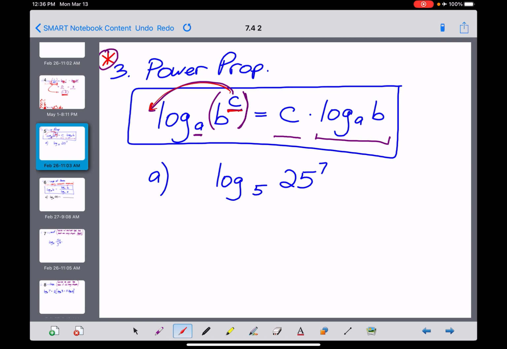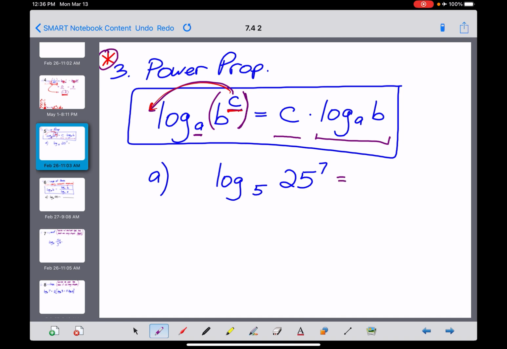So that's the power property, and I'm going to show you how to use it directly, and then we'll go a backdoor way there to see that it works. Again, it's not a proof, but hopefully it'll make you a little more confident in it. So what's going on in this problem? The log base 5 of 25 to the 7th power.